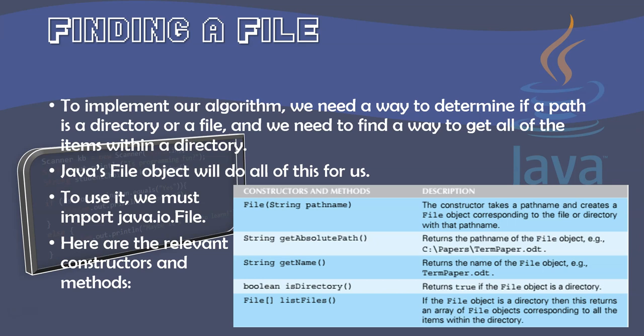We, of course, have the File constructor. We have a string called getAbsolutePath, which allows us to return the path name of a particular file. We have a string called getName, which allows us to return the name of that file. We have a Boolean called isDirectory, which allows us to test whether or not something is a directory. And we can use the File listFiles, which allows us to return an array of File objects within that directory.